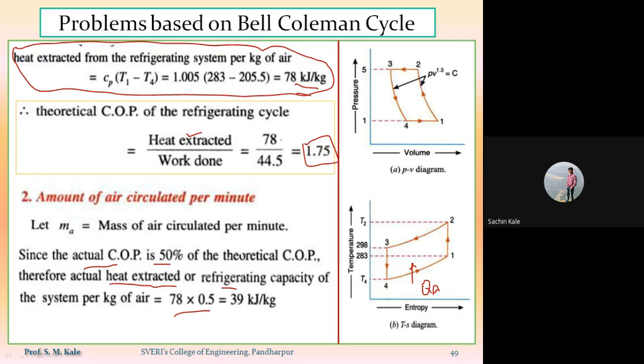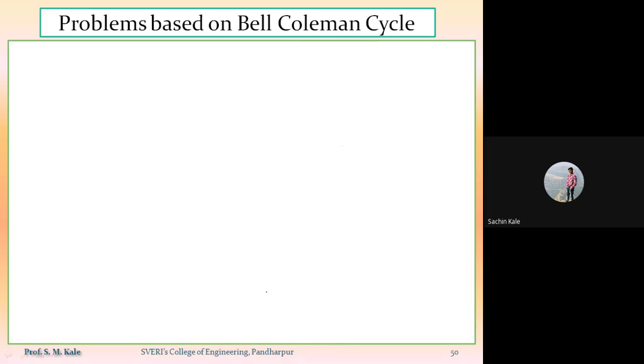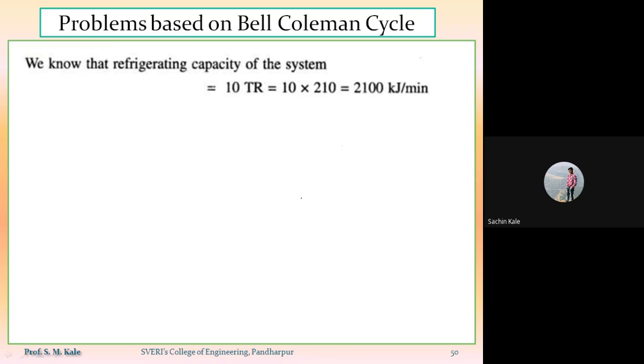78 kilojoule per kg is the theoretical heat absorption capacity. So the actual heat absorption capacity per kg of air will be equal to 50% of 78, that is 39 kilojoule per kg. This 39 kilojoule per kg is the actual amount of heat absorbed during the process 4-1.